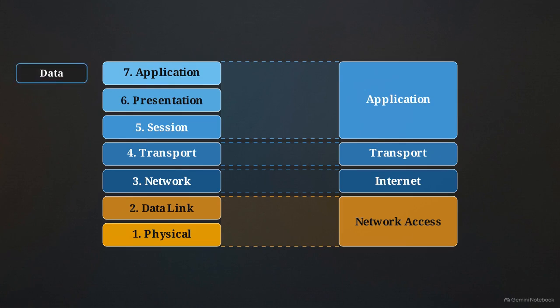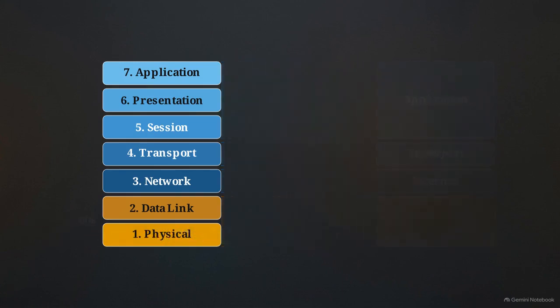As data moves down these layers, it undergoes encapsulation. It starts as a raw data unit at the application layer, becomes a segment at the transport layer, a packet at the network layer, a frame at the data link layer, and finally exits as bits on the physical wire.